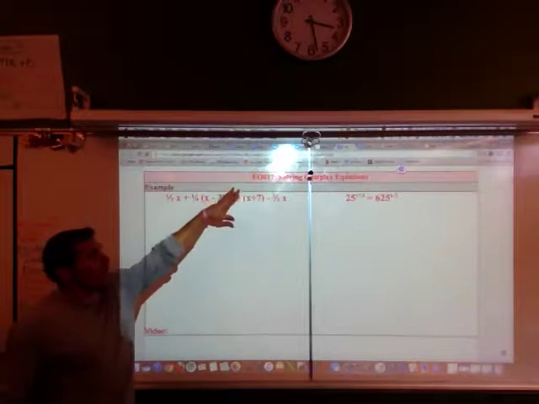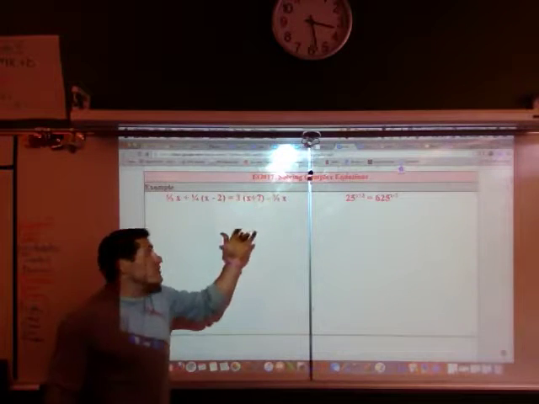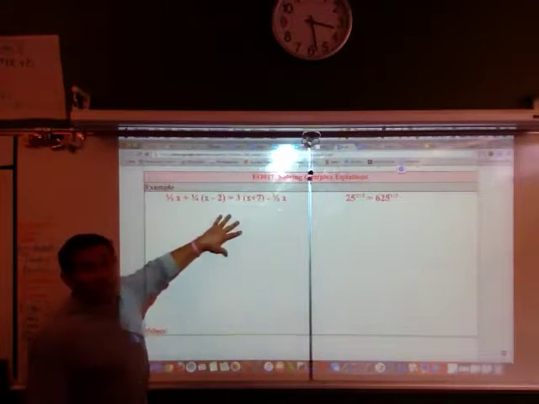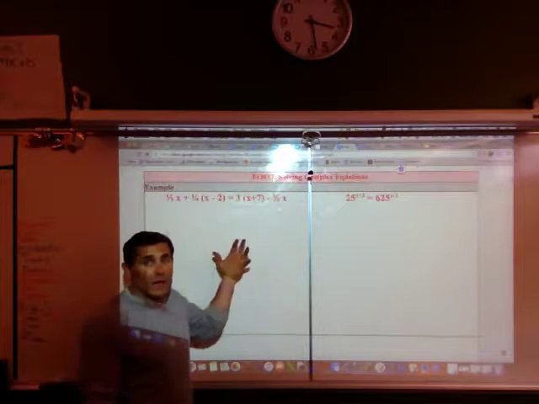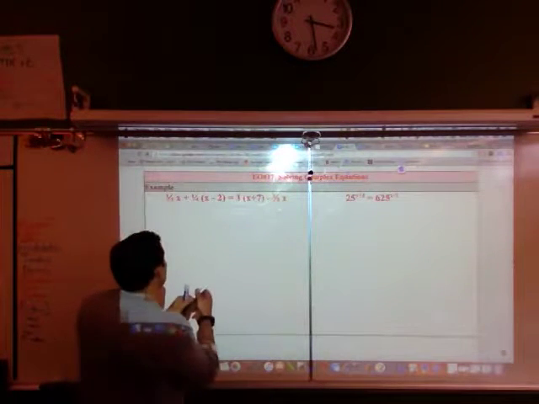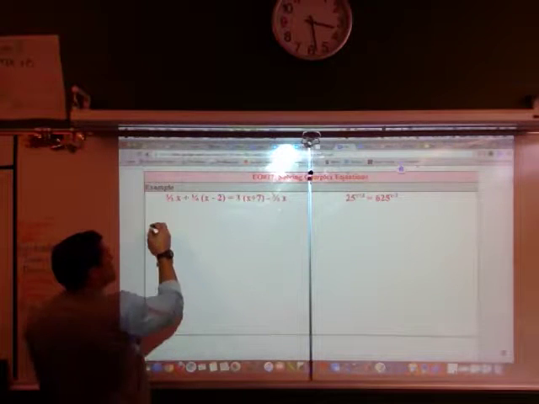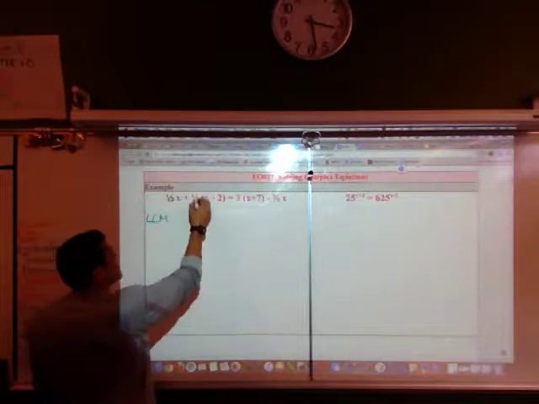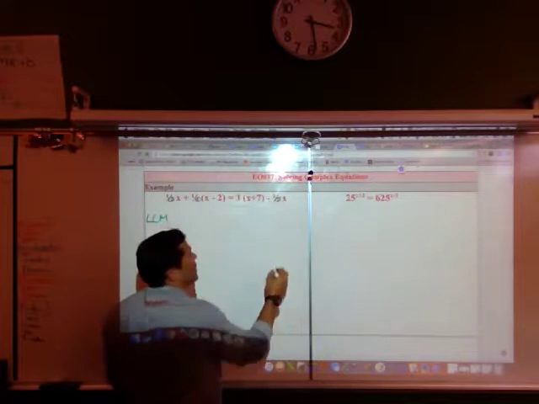So we have EO17, which is solving complex equations. We have a bunch of fractions in this one. So I'm going to try to solve this one called Fraction Buster by getting rid of all the fractions. I can actually do that by multiplying everything by the LCM. So we have a 2, a 4, and a 3.